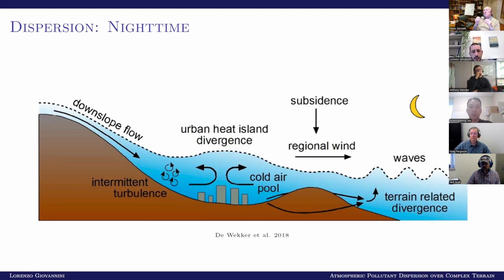And as you probably know, stable stratification means that we have reduced vertical motion, and so we have reduced capacity of the atmosphere to induce dispersion. And then, as we'll see later, we also have the development of this downslope flow, which can influence the transport of pollutants inside complex terrain.